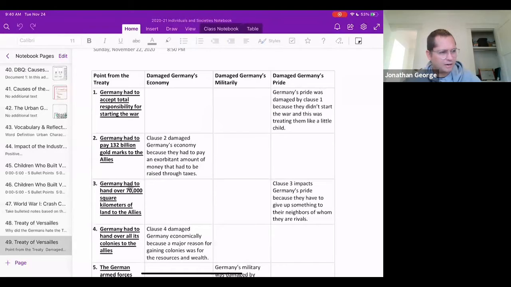Clause 3, I'll just look at it here. Germany had to hand over 70,000 square kilometers of land to the Allies. Clause 3 impacts all of them, but this is what I said here: Clause 3 impacts Germany's pride because they have to give up something to their neighbors, of whom they are rivals. That wounds your pride. You don't just lose the war, then you have to give them something, like losing in a basketball game to someone. You don't just lose, but let's say for whatever reason you bet money on it, or Sour Patch Kids or something else, and you have to give that up to them as a result.